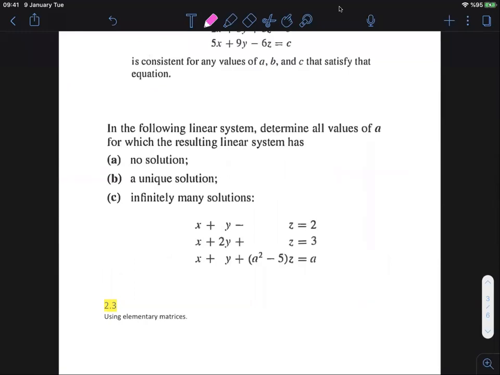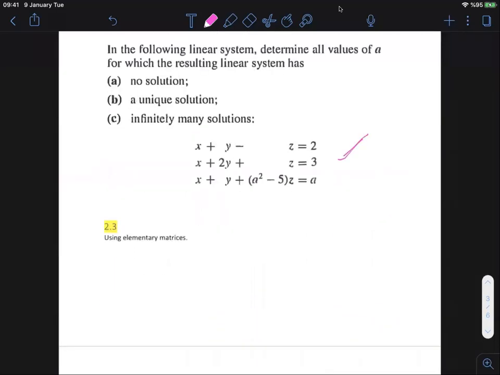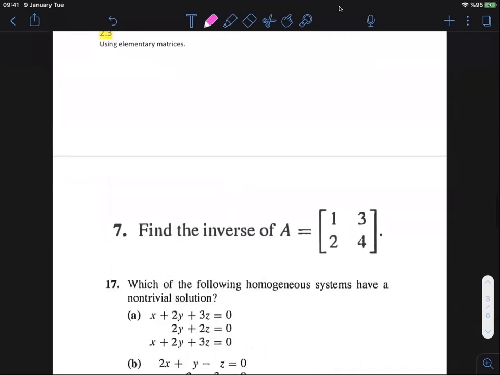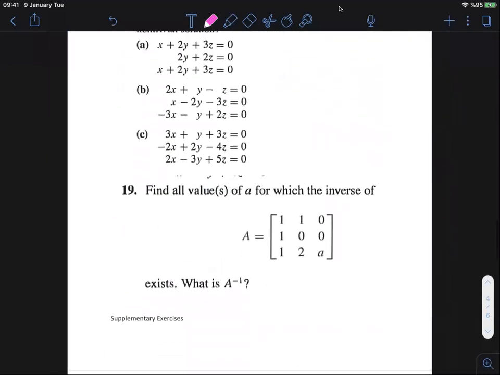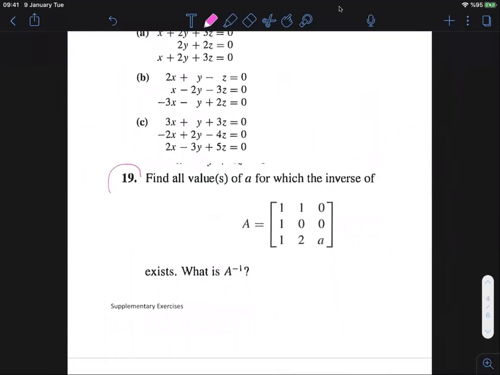Okay, so this is also a similar problem, right? I think we did this. Yes, we did this one. So let's move on, okay, to finding the inverse matrix. Let's look at number 19.